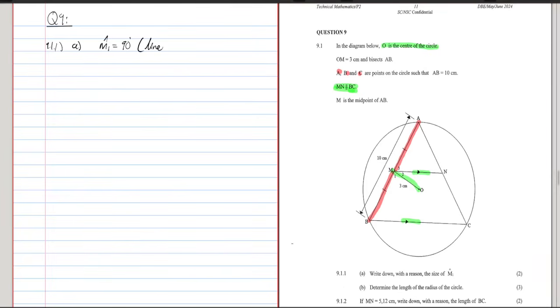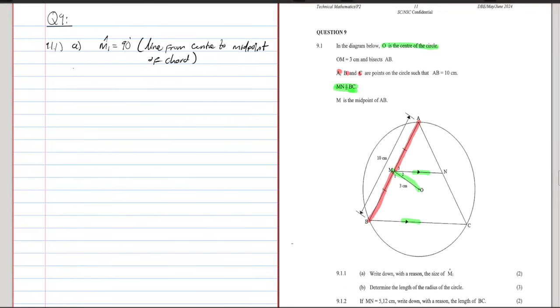Line from center to midpoint of chord. So that line AB is a chord of that circle. Determine the length of the radius of the circle.